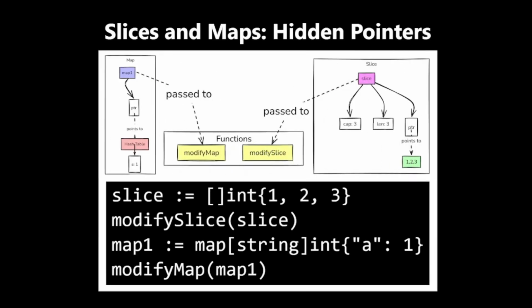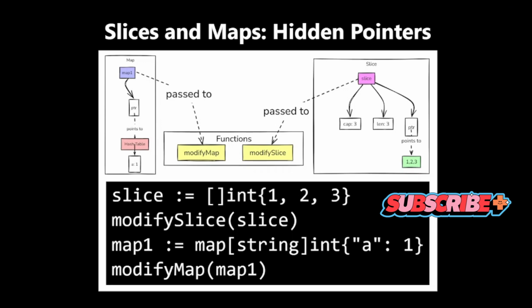Slices and maps, hidden pointers. Let's explore how slices and maps work behind the scenes in Go, focusing on their hidden pointer nature. On the right, we have a slice. Notice it's made up of 3 parts.